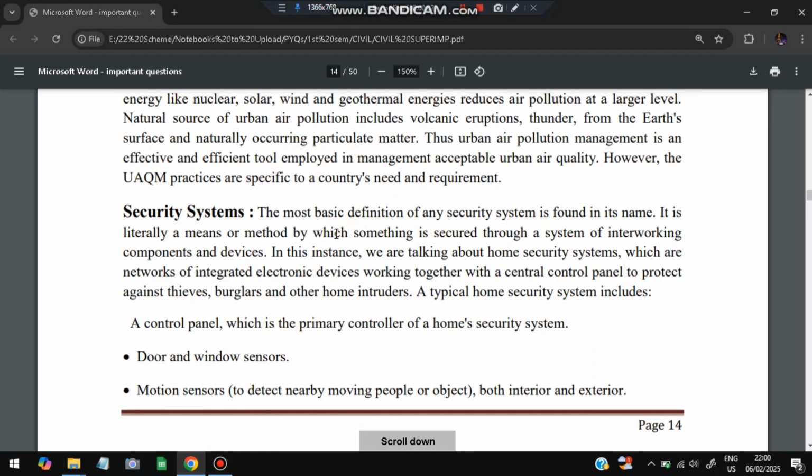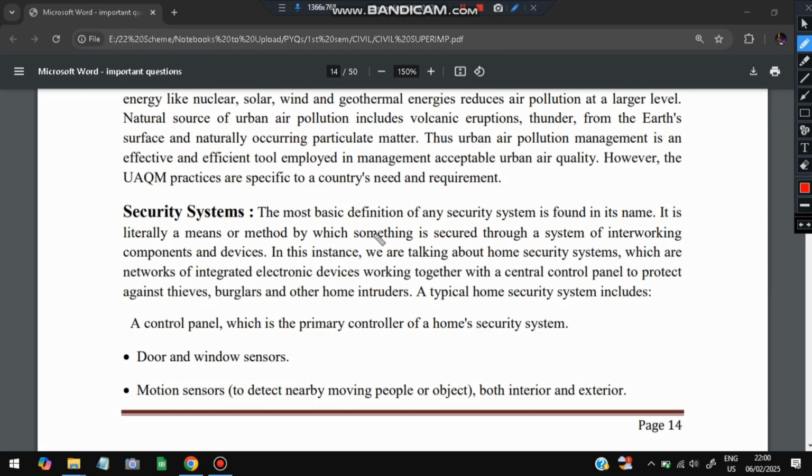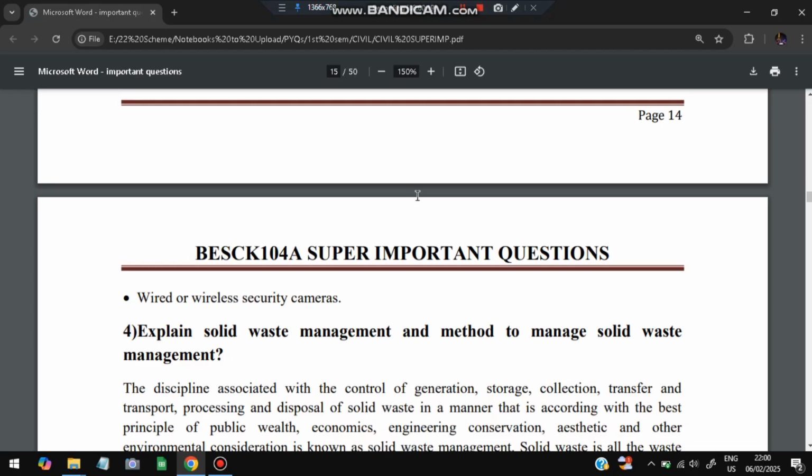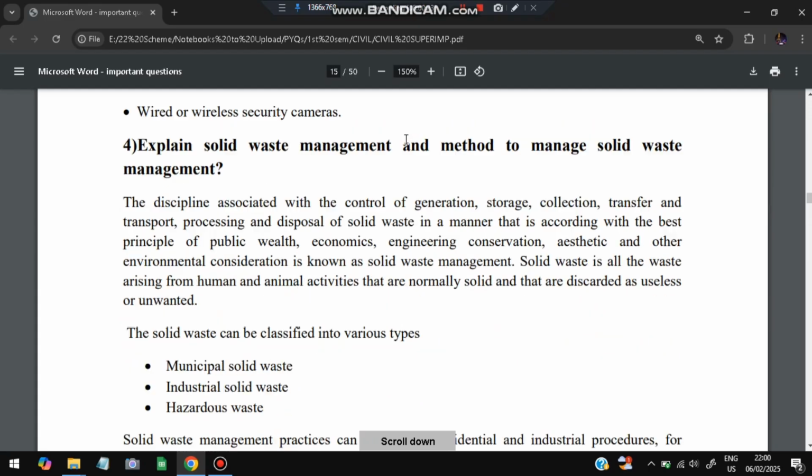And what is a security system? By the name itself, we can understand that it will provide security to the people who are living inside the area. A typical home security system includes a control panel with door and window sensors, motion sensors to detect who is coming and who is going, and CCTV cameras and wireless security cameras, so that people feel safer. Okay, that is security systems.